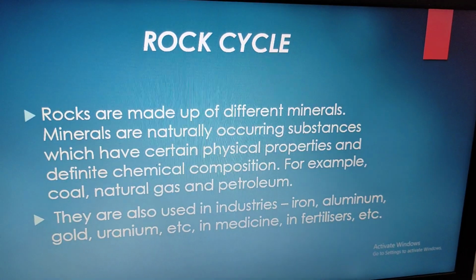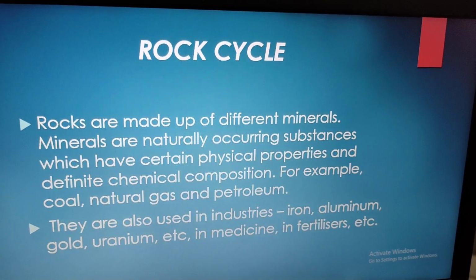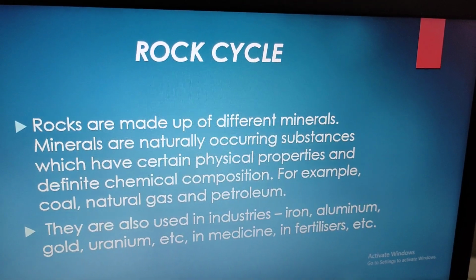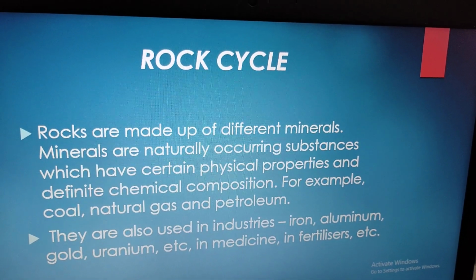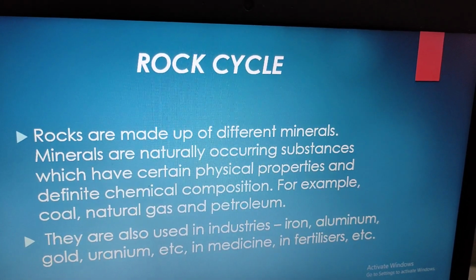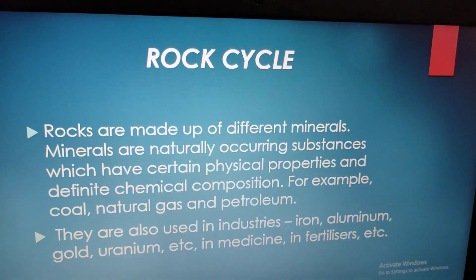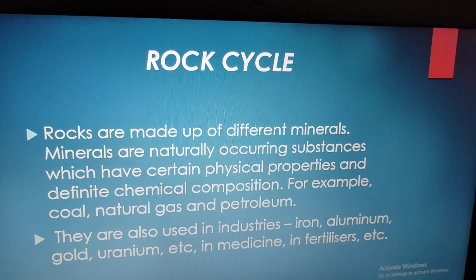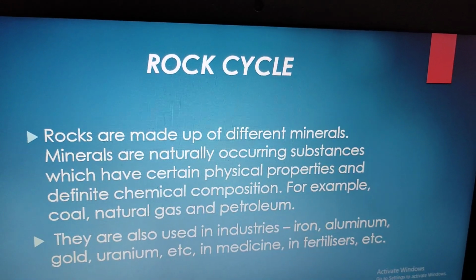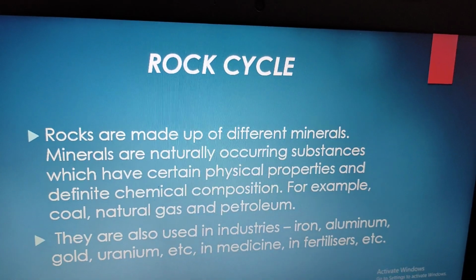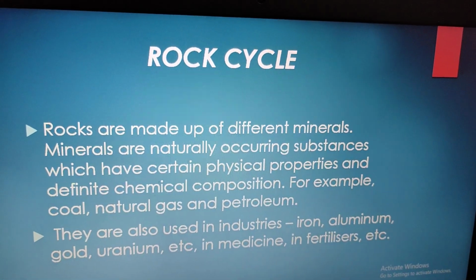Now, rocks are made up of different minerals. Minerals are naturally occurring substances found in the core of the earth, which have certain physical properties and a definite chemical composition. For example, coal, natural gas, petroleum. They are also used in industries: iron, aluminium, gold, uranium, etc. In medicines, in fertilizers, etc.